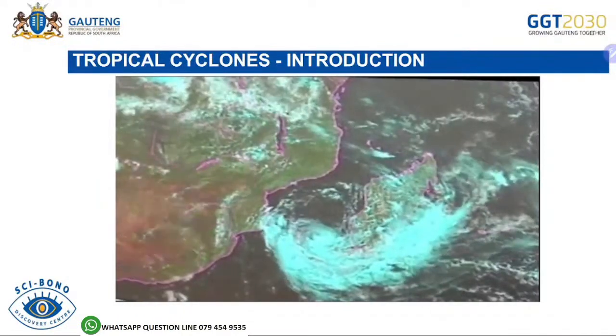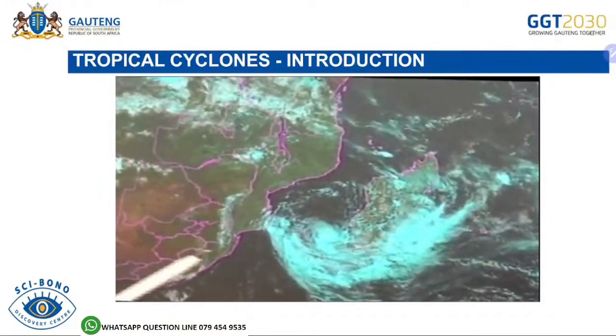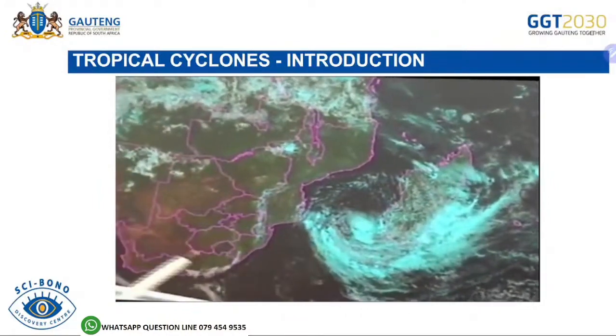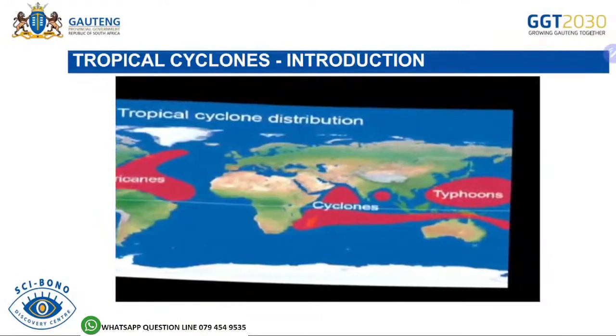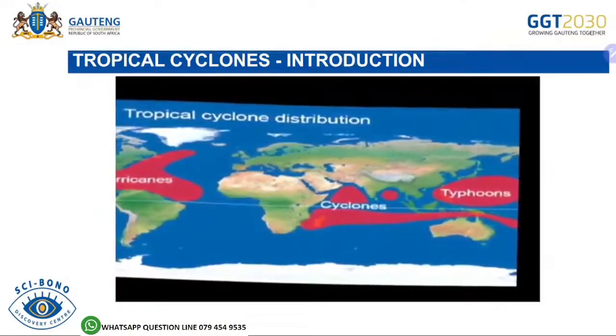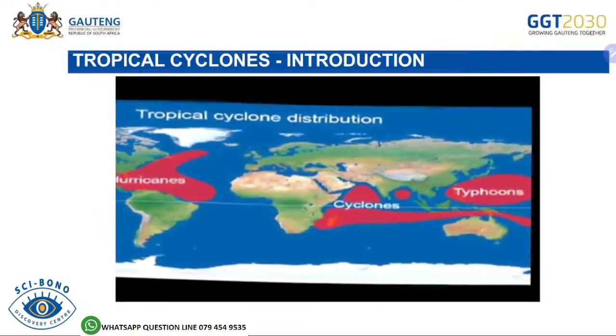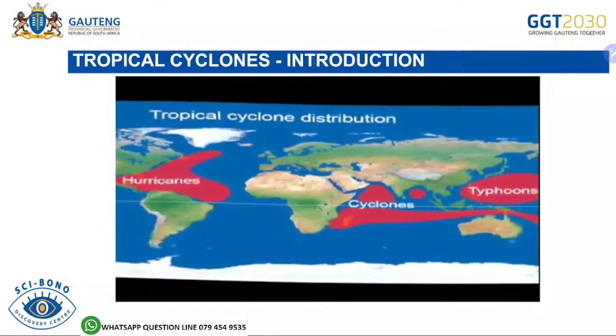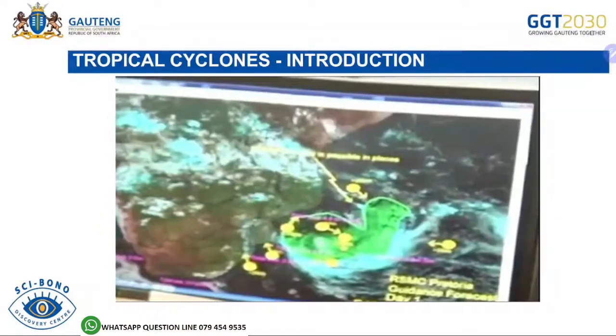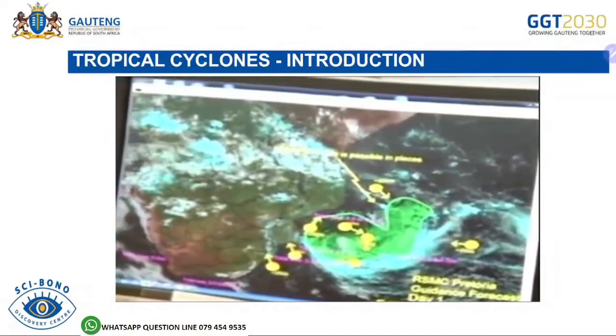In the South Indian Ocean, they are referred to as tropical cyclones, such as the one Dineo. And over the United States, they are called hurricanes, while in Southeast Asia, in places such as India and Japan, they are referred to as typhoons. In Australia, these storms are called willy-willies.